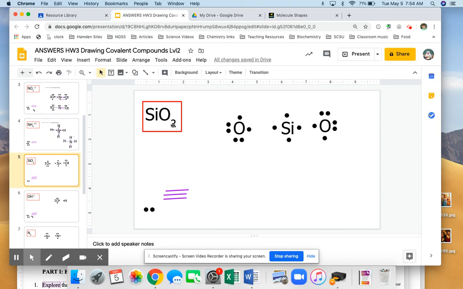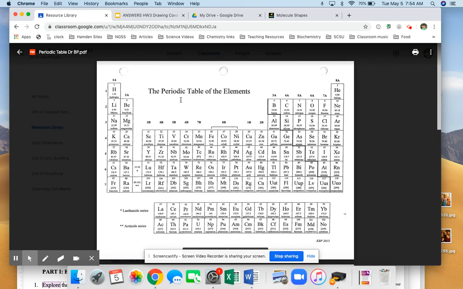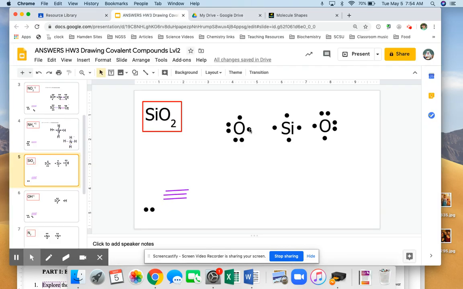SiO2, one Si, two oxygens. Because there's just one Si, it goes in the middle. The oxygens go on the outside. How did I find these dots for these ones? They came from Si, which should have 4 dots, and oxygen, which should have 6 dots. So that's why I have 2, 4, 5, 6 around both the oxygens, and the Si has 4.